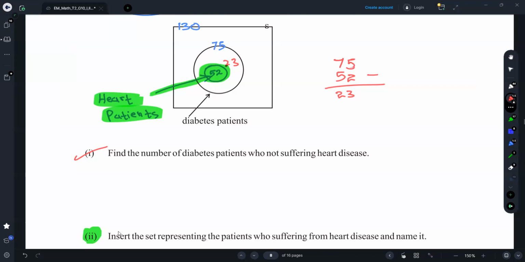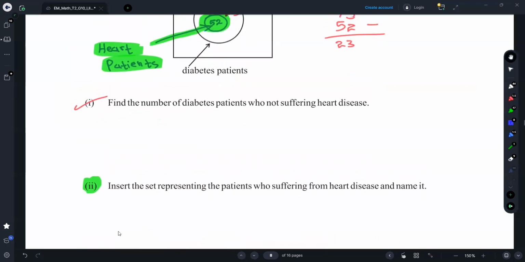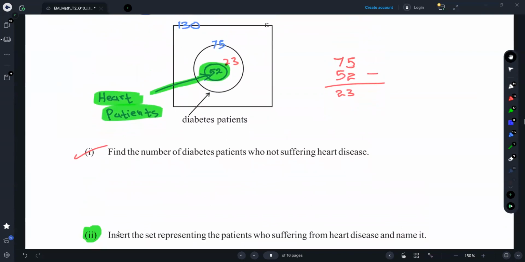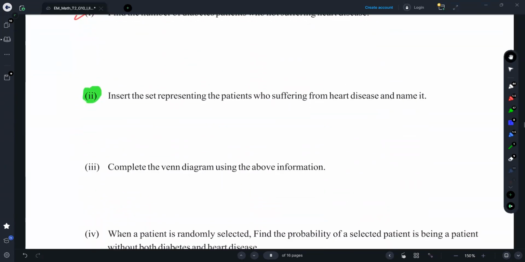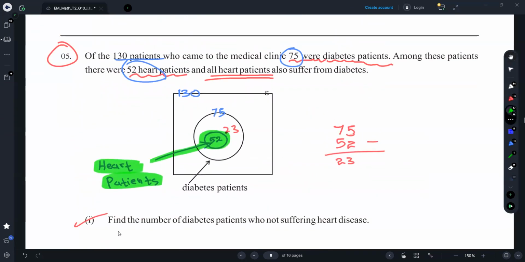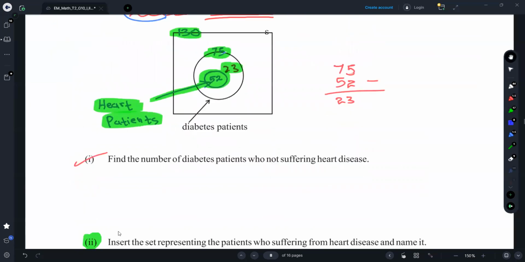Okay. Second one also done: the set representing patients who suffer from heart disease. Then this one is the set. Next, complete the Venn diagram using the above information. That one also we have done already. It means you should mark this 130, this 75, and this 23.